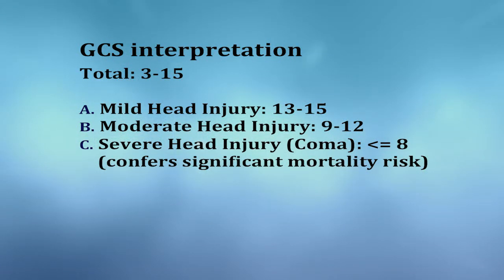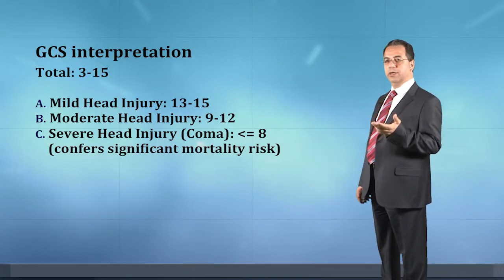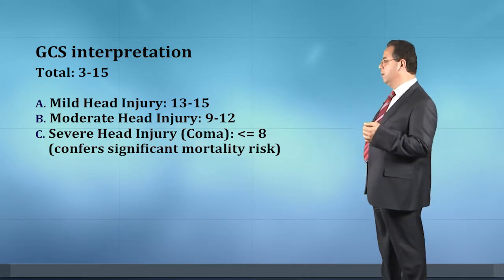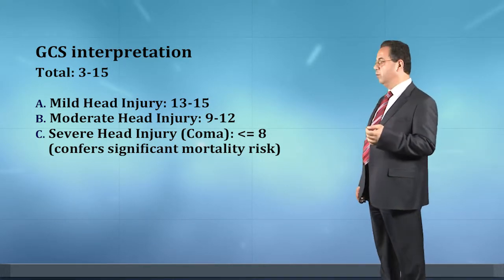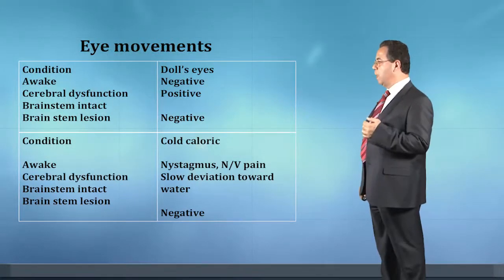Another important value to remember in GCS is number 8. A score of 8 is critical and infers a significant mortality risk. So if GCS is 8, intubate. Remember this phrase. Mild head injury ranges between 13 and 15. Moderate head injury from 9 to 12. Less than 8, severe head injury and coma.